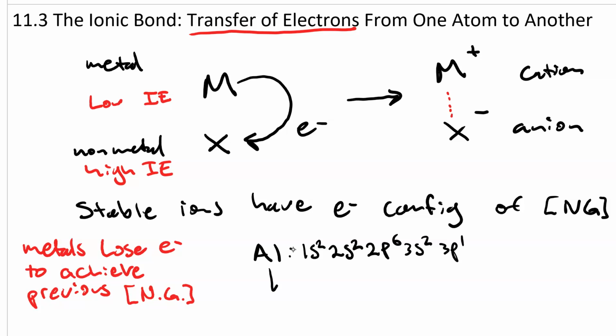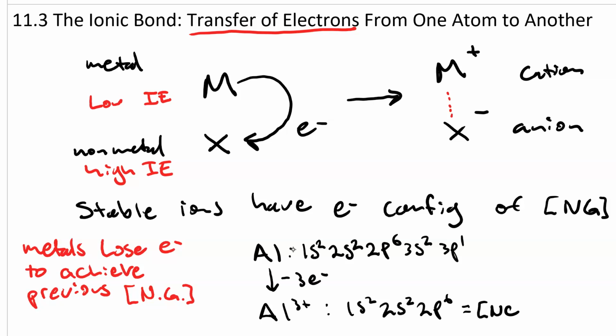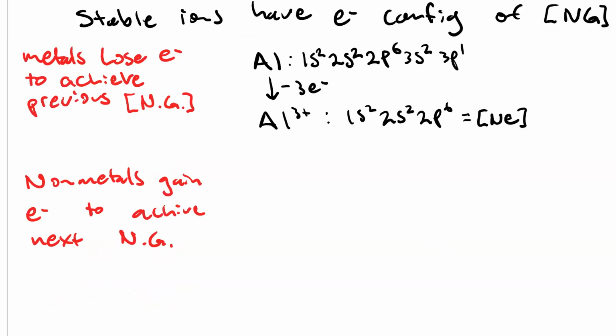It loses 3 electrons to form the aluminum ion Al3+, with the electron configuration 1s2, 2s2, 2p6, which is the same as neon. Nonmetals, on the other hand, gain however many electrons are necessary to achieve the electron configuration of the next noble gas.